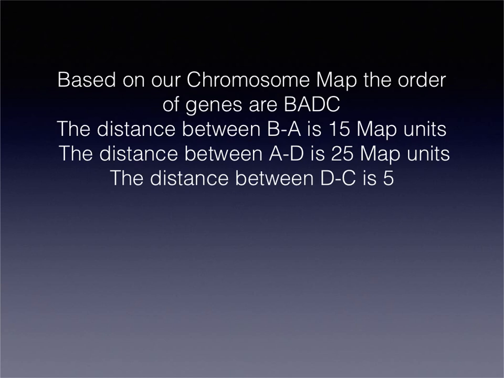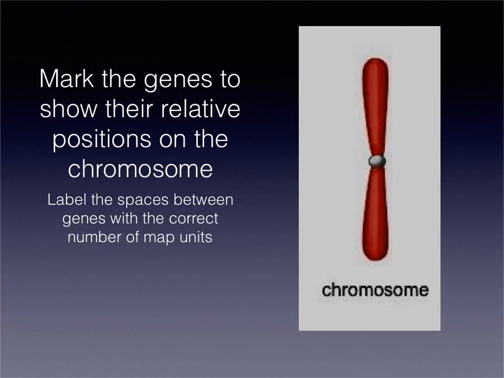So based on our chromosome map from the previous slide, the order of genes is B, A, D, and C. The distance from B to A is 15 map units, from A to D is 25 map units, and the distance from D to C is 5 map units.